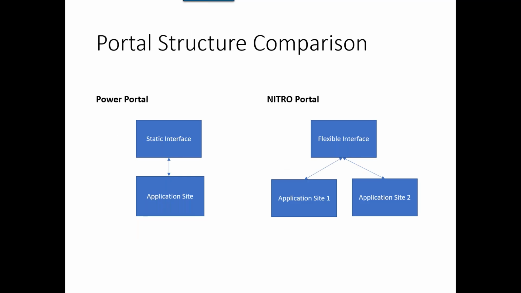So as far as the portal structure comparison, with the Power Portal you have this really static interface where you have one application site that talks up to the portal site, and that's about it. Whereas in the Nitro Portal, you get this more flexible interface where you can have multiple applications tagging into that one Nitro Portal. You can see how that structure looks here. You can have multiple applications, not just limited to 2, of course. You can have as many as you want. With the Power Portal, it's really just a one-to-one relationship between the portal and the site without some coding.